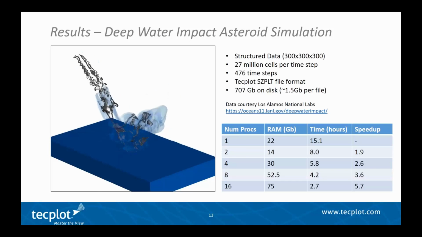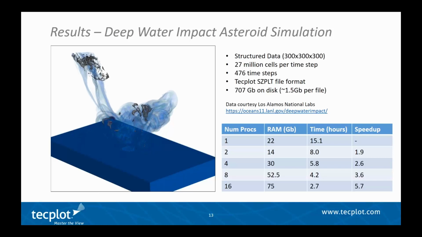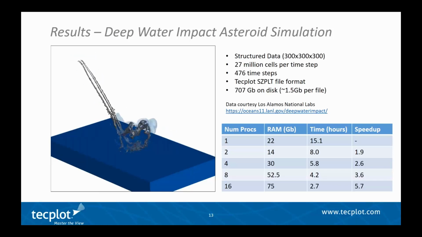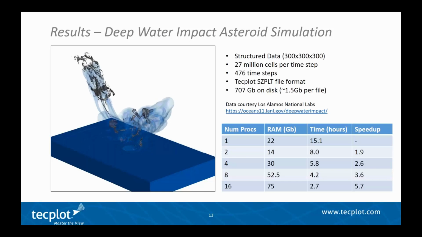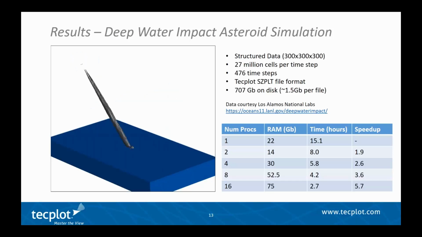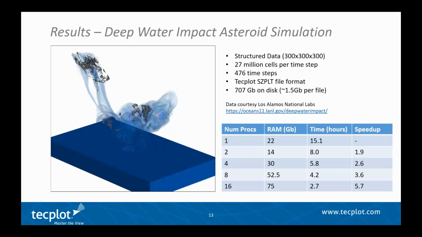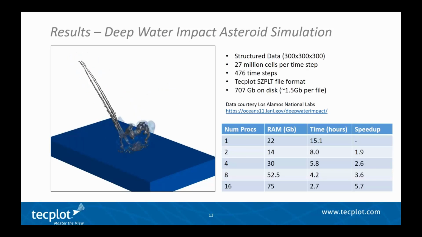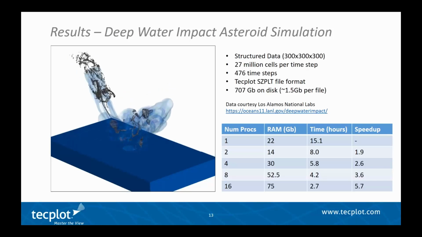But this data set, 27 million cells per time step, structured data. We had 476 time steps. This actually came in a VTK format, which we then converted to Tecplot's SZPLT format. It was about 707 gigs total on disk. And you can see that we got nearly a 6x speed up here as well.